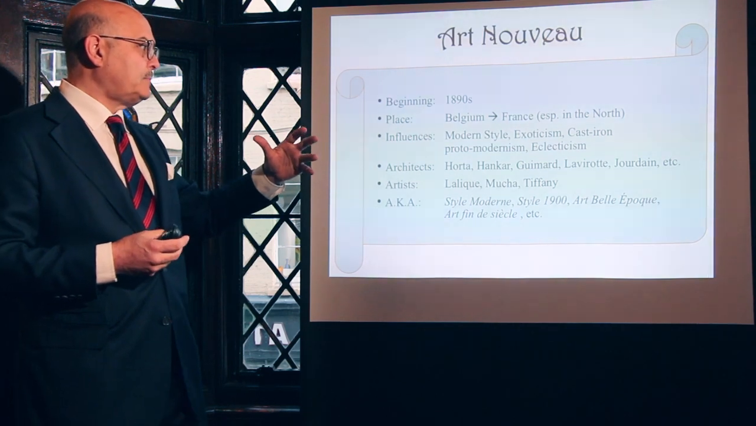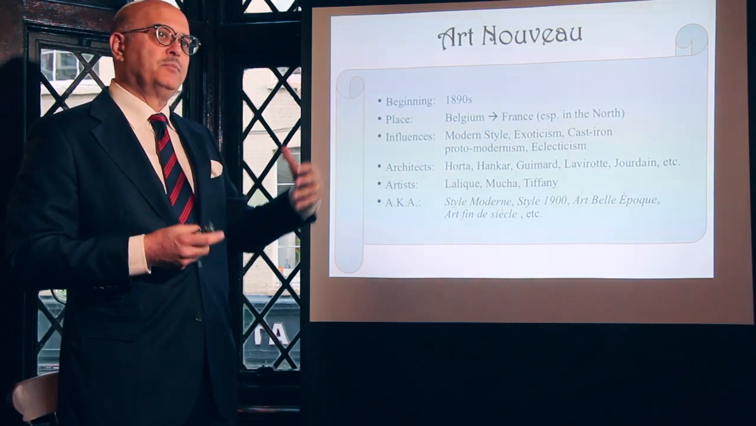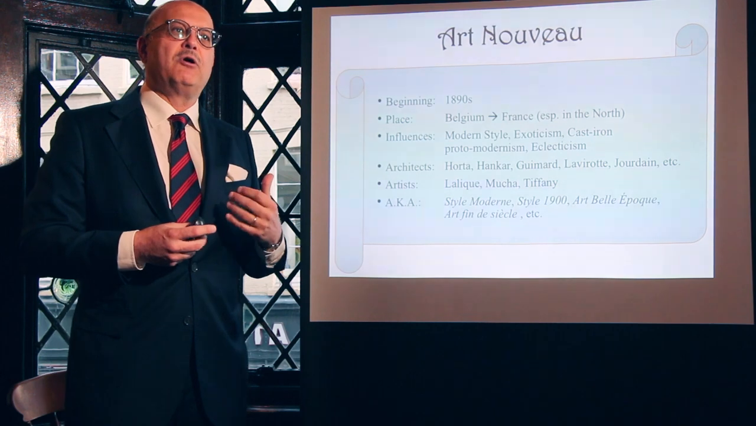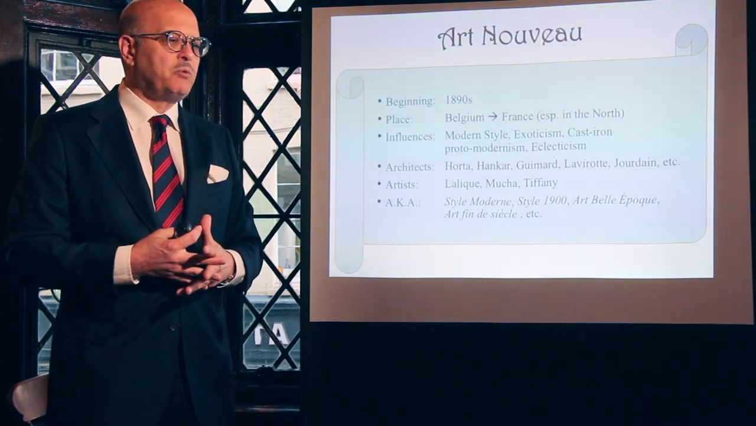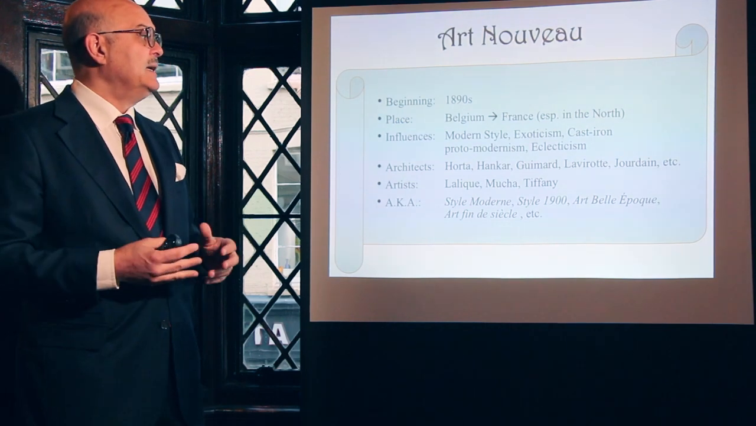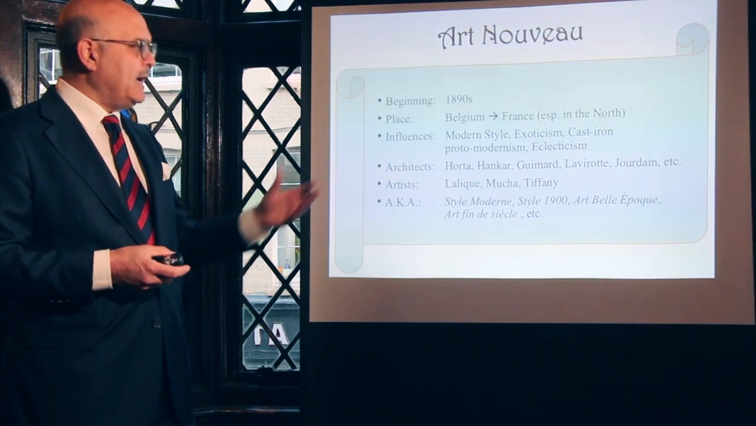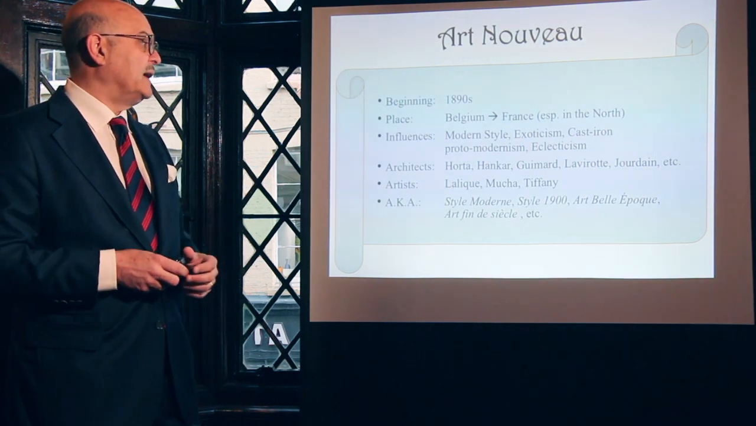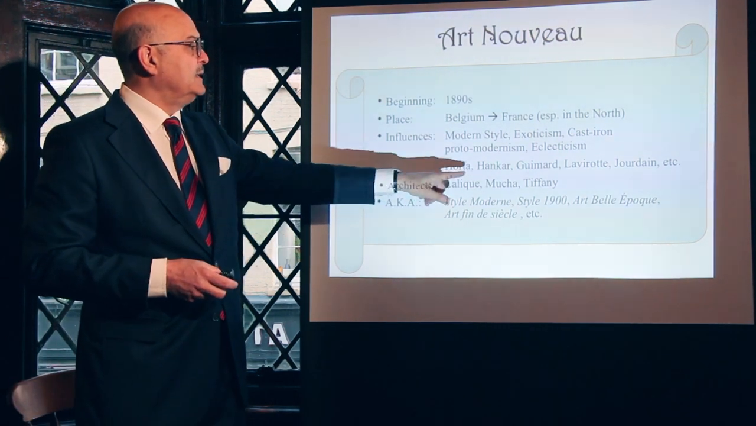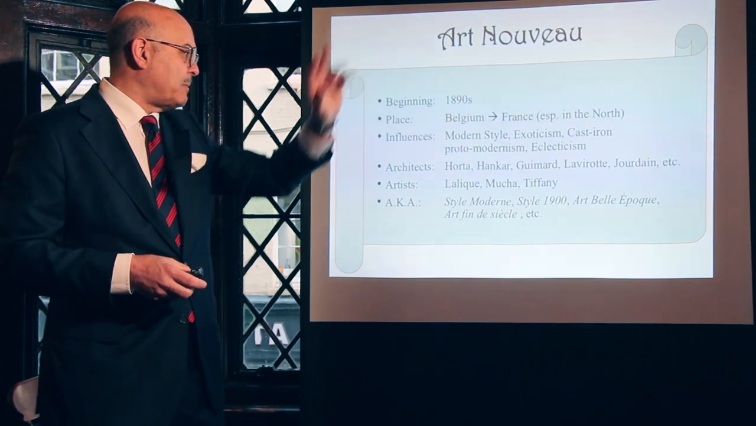And, you know, the cast iron proto-modernism that we saw before was quite heavily used in France. That's probably the country where they did the most work with it. Probably the UK as well. But that came through. And again, I have to say, eclecticism played its role, so-called freestyle. So the architects, you start with Horta, Hankar, Guimard, Labrouste, and lots of them.